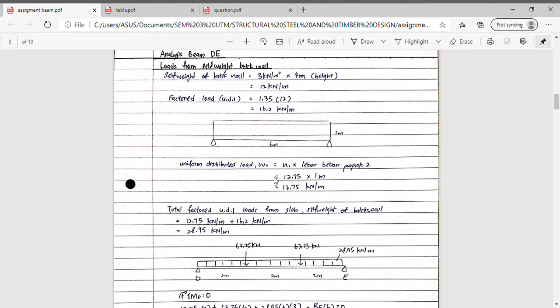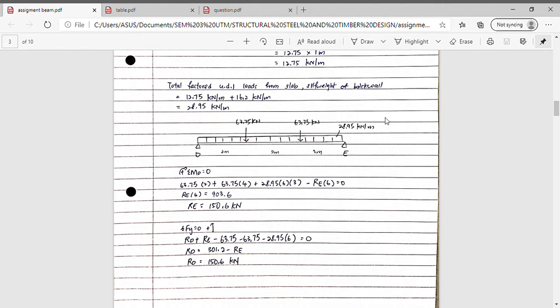Okay, then by using the load from the slab, I multiply by the width of the slab, so I get 12.75 kN per meter. Then I total up the uniform distributed load from the slab and the self weight of the brick wall, and I get 28.95 kN per meter. Then I combine all the information that I calculated.